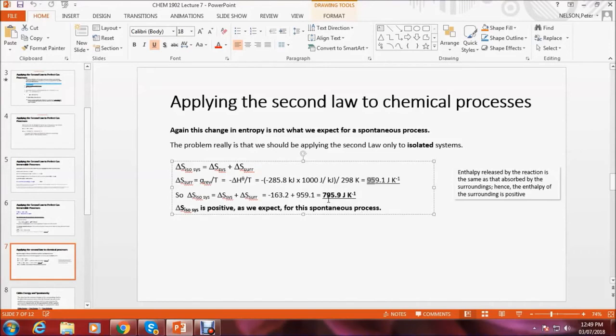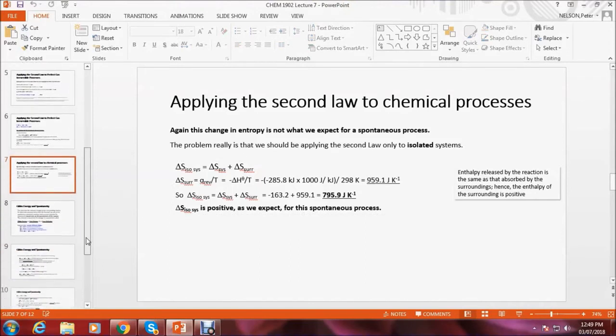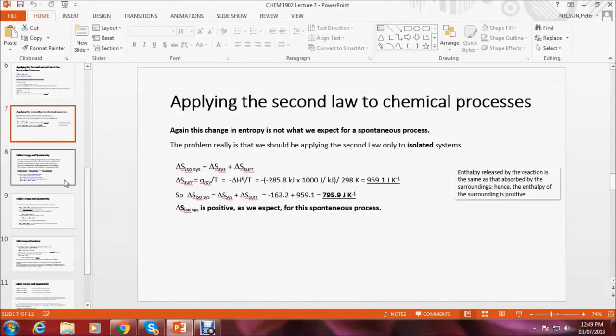And this is a positive entropy value indicating that the reaction is indeed spontaneous, in keeping with observations from experimental data. So what is to be taken from this? In using entropy to discuss spontaneity, you have to consider changes in the entropy of the system and also changes in its surroundings.